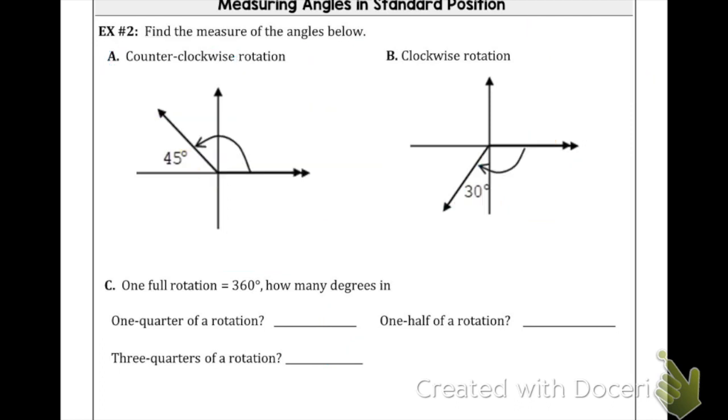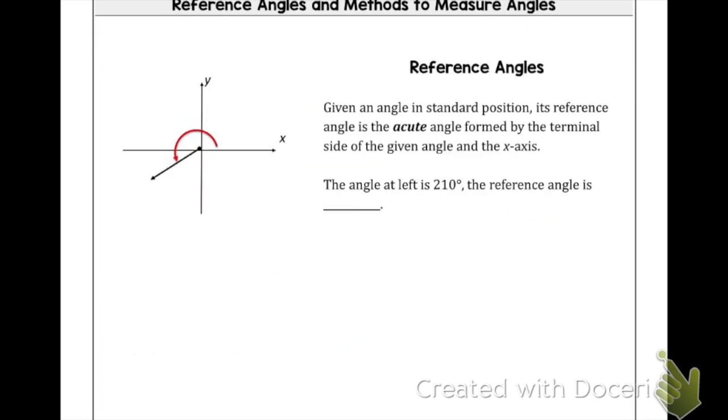Okay, so now in example 3, we're going to start looking at what's called reference angles. Given any angle in standard position, your reference angle is going to be the acute angle formed by the terminal side of the given angle and the x-axis. Do lots of underlining there underneath the x-axis.